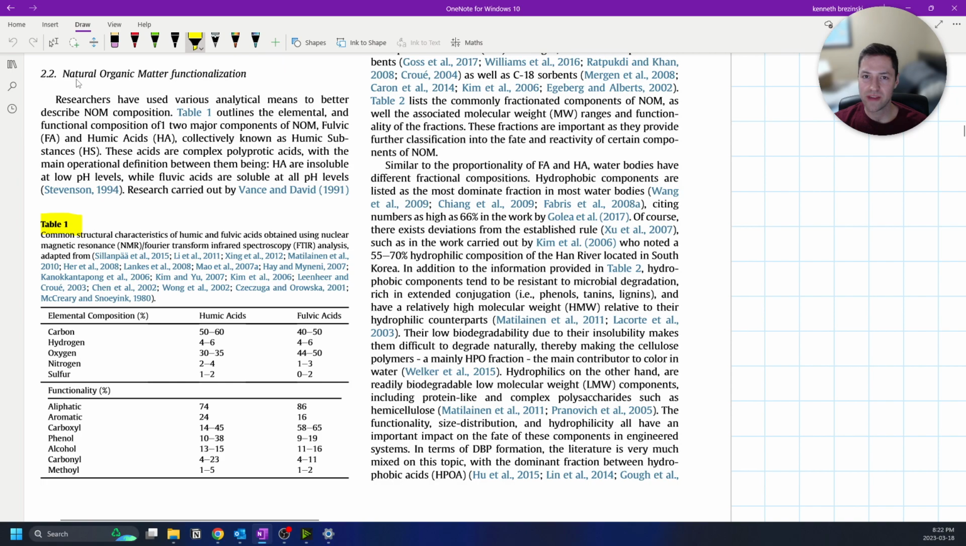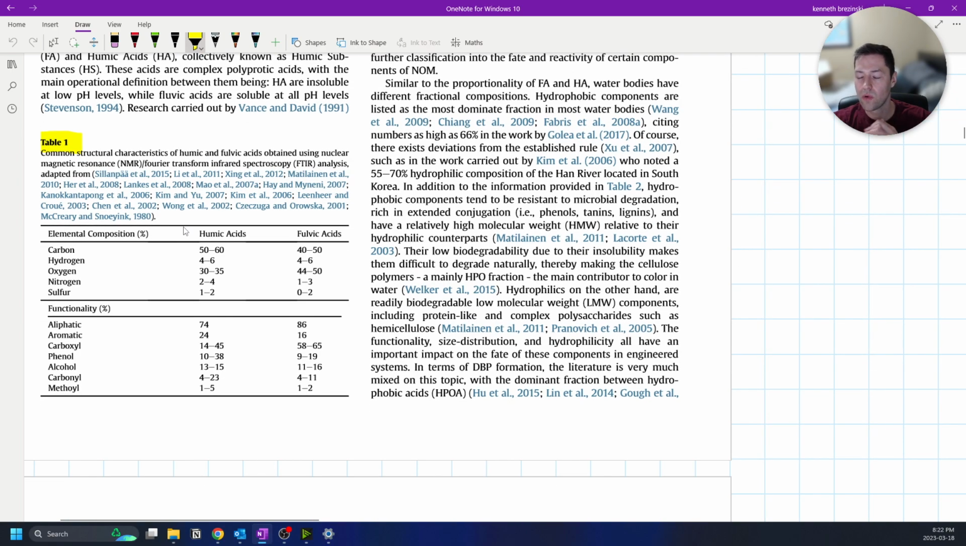Now we go straight into natural organic matter functionalization. So when we're characterizing, we want to know not only what it looks like in terms of its carbon or its aromaticity, but also what other components and functional groups are associated with this natural organic matter.